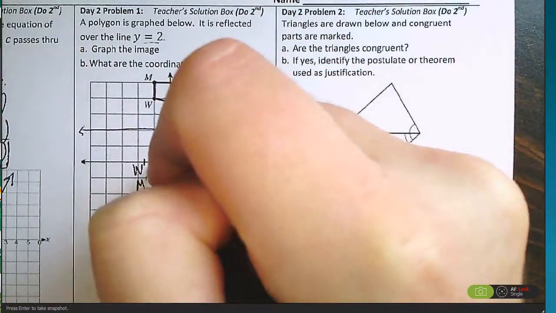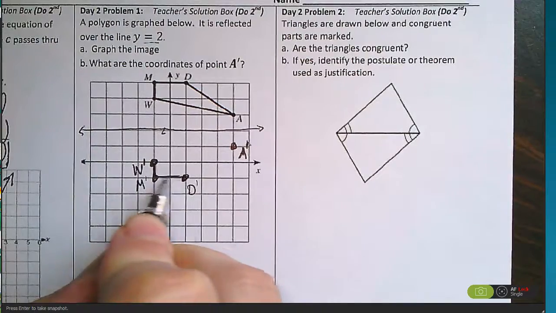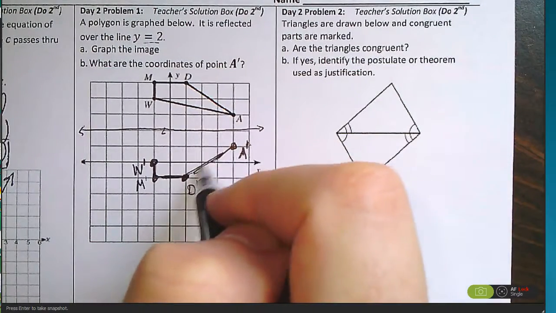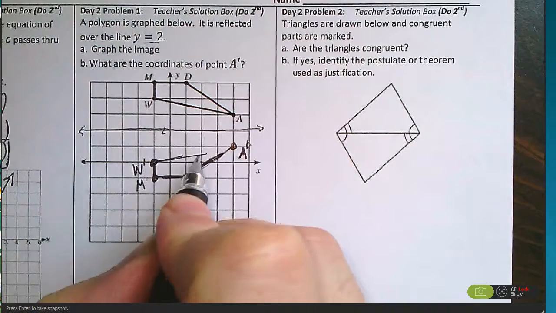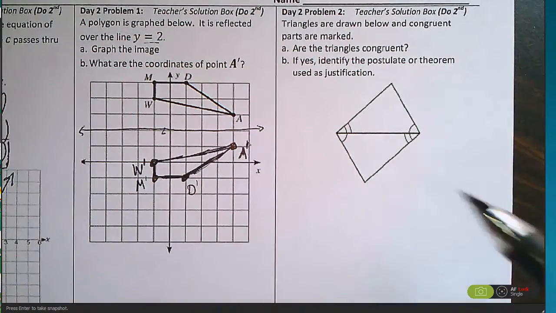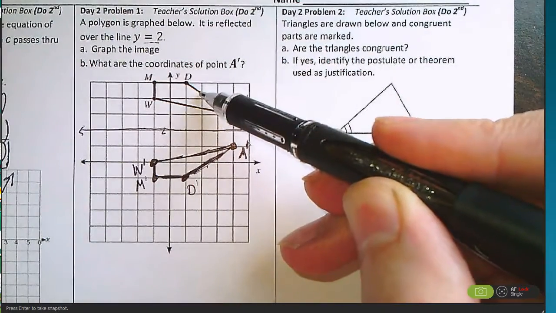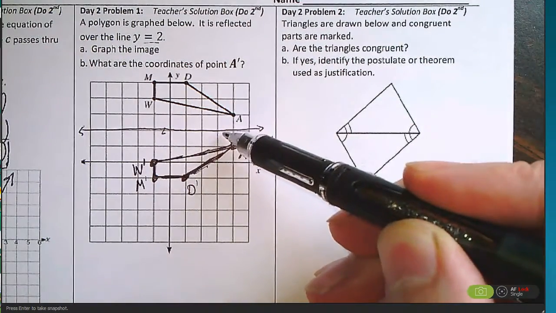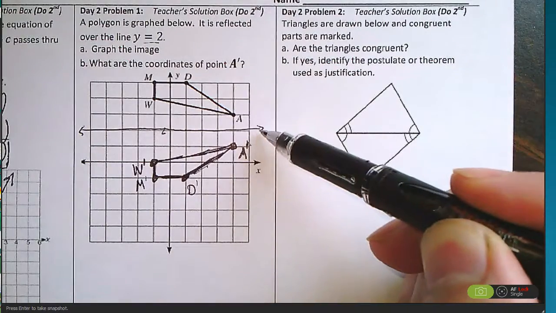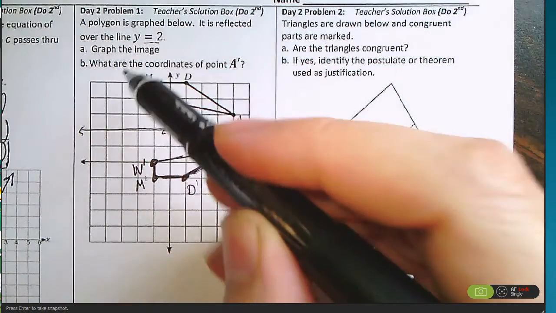We can then connect these dots together to create our polygon. Notice that this is the same size and shape as the original image, but it is its mirror image over the reflection line y equals 2. That takes care of question A.